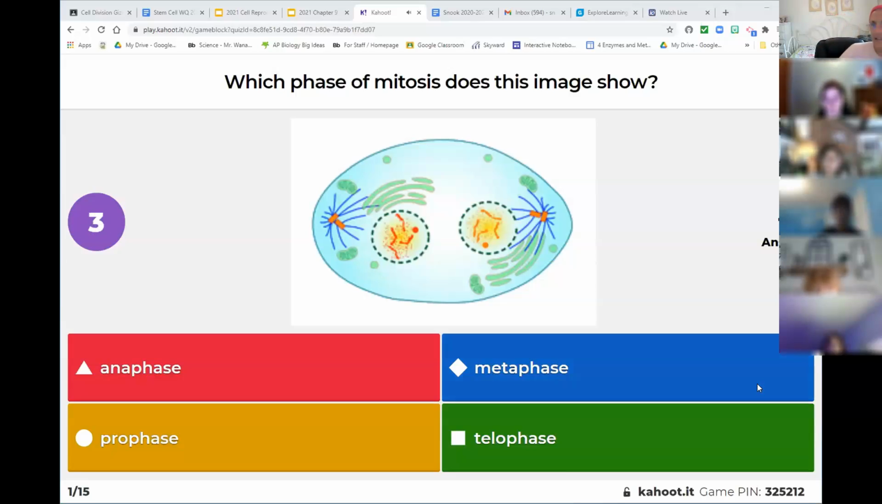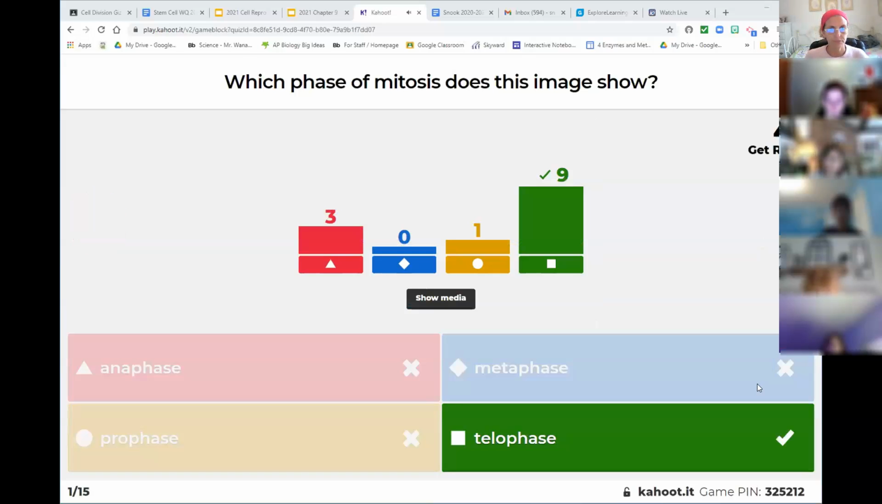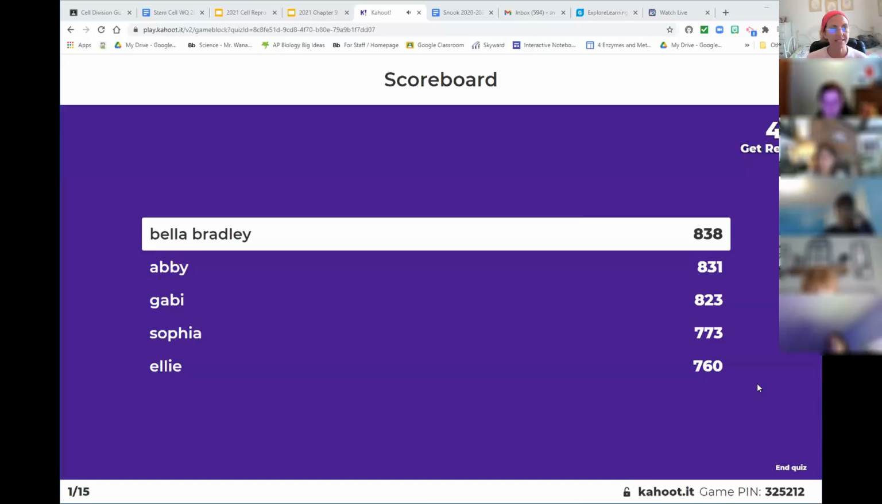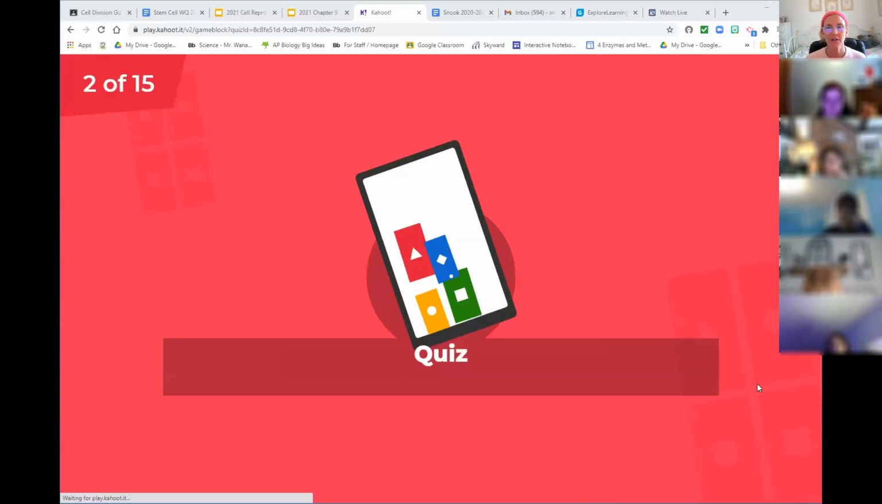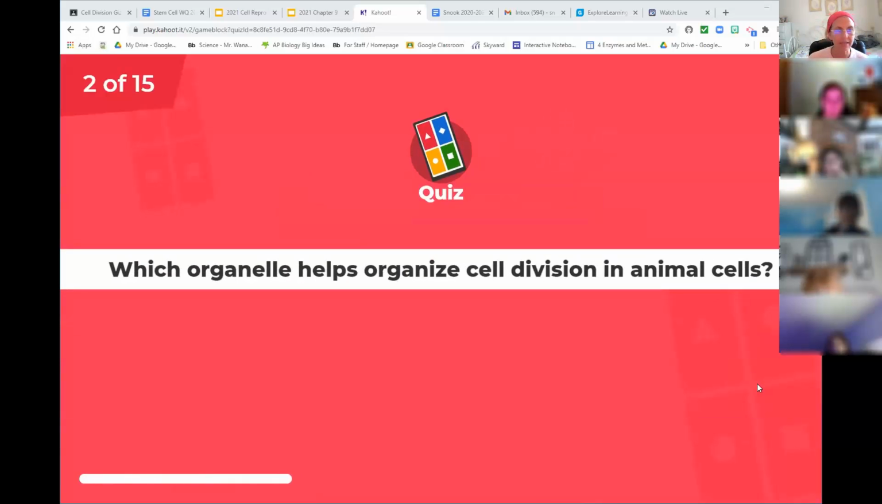I'm looking at this cell and I see 2 nuclei. 2 nucleus means it's in the process of separating. That would be telophase. Bella takes a quick lead. She's already looking at that 1 point extra credit for the day. Bonus points.